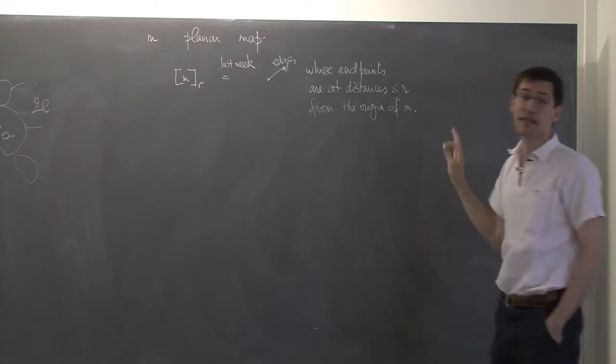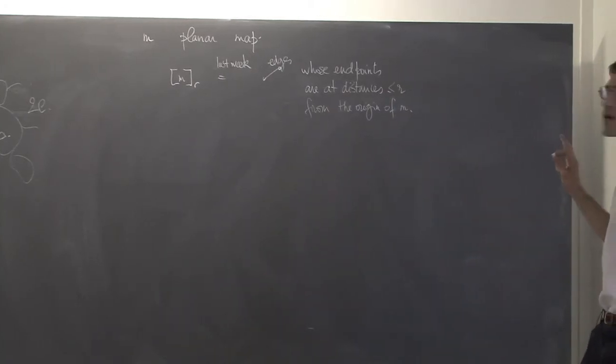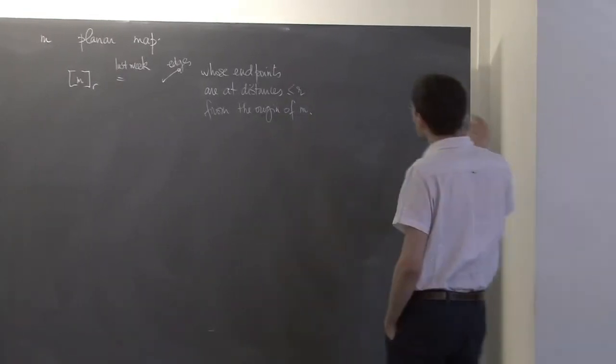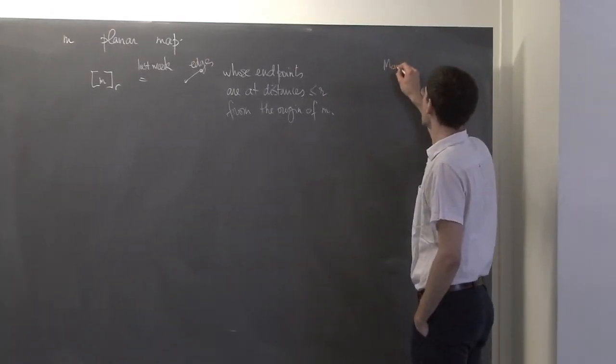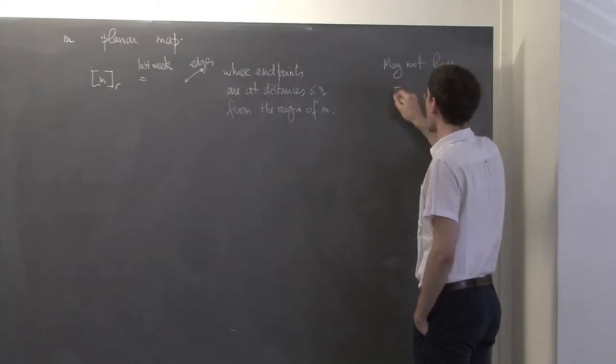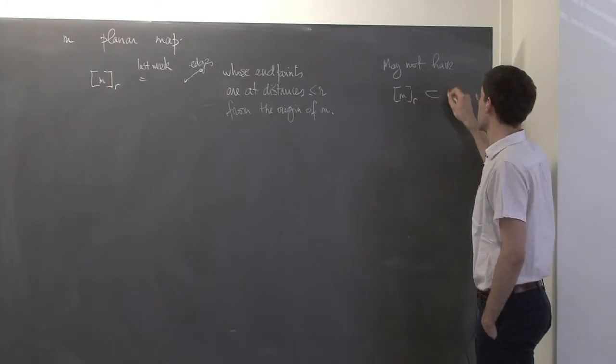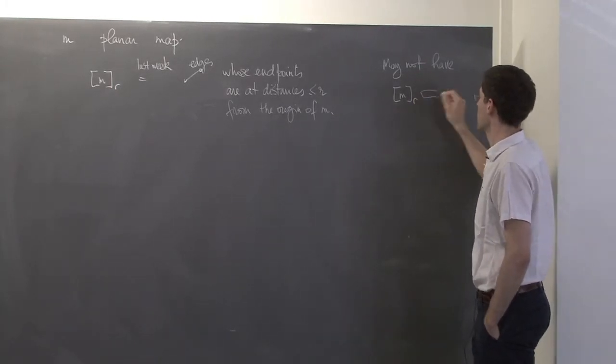So I put this definition just to be quick last week, but actually there is a slightly annoying point with this definition, which is that we may not have that the ball of radius R is a submap of the map we started with.